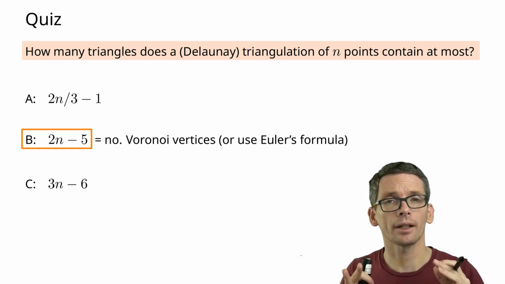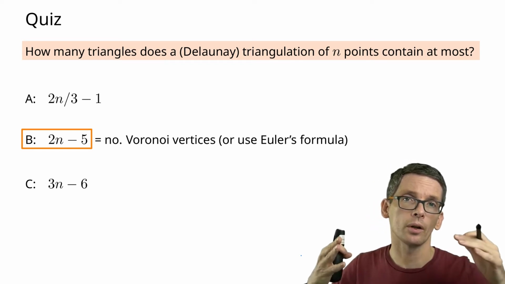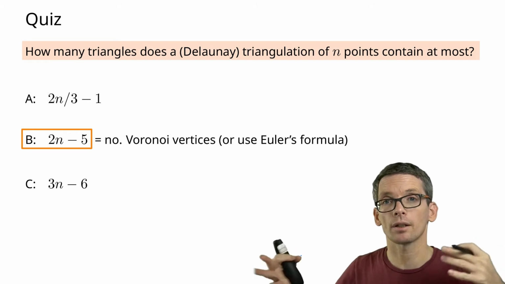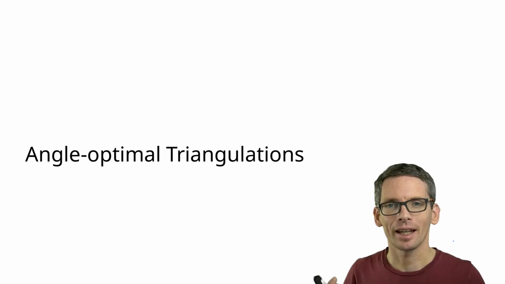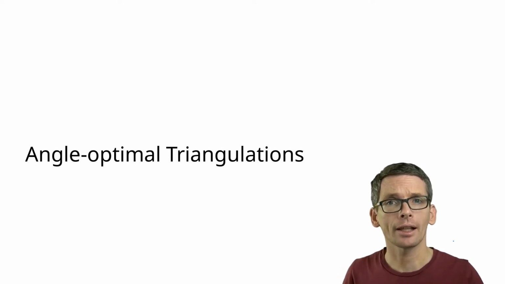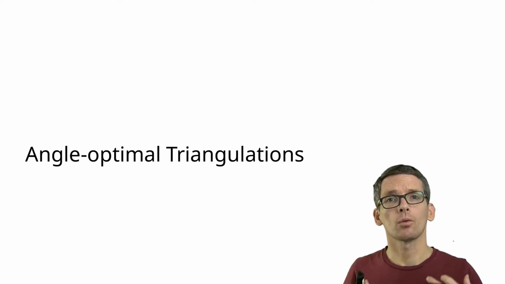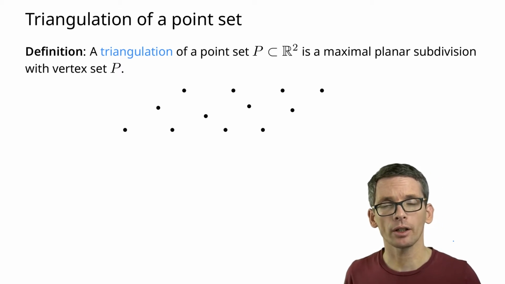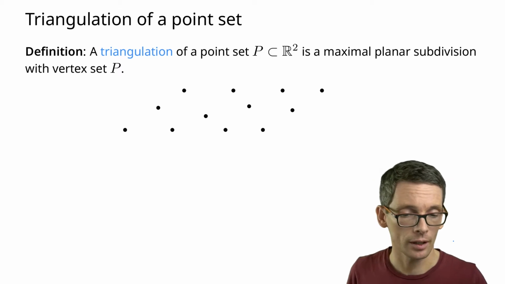Next, we're going to take a different perspective on the Delaunay triangulations, or actually we're going to look at triangulations with a different property and see that this will eventually lead us again to Delaunay triangulations. Next, I'd like to talk about triangulations more generally, and specifically about angle optimal triangulations. So let's first start with what is a triangulation of a point set. A triangulation is defined as being a maximal planar subdivision of that set of points.